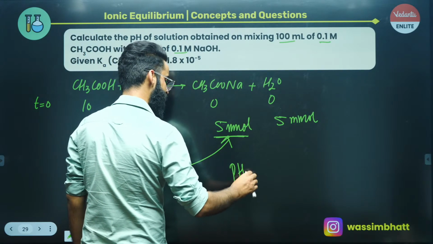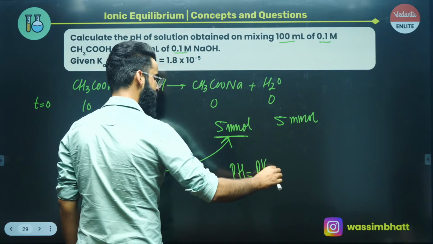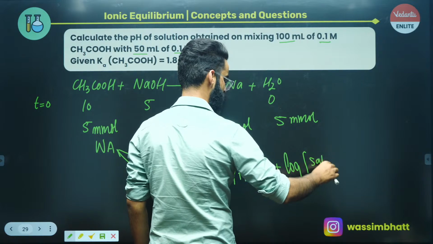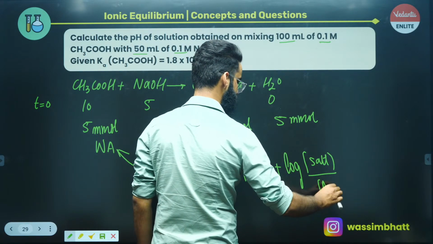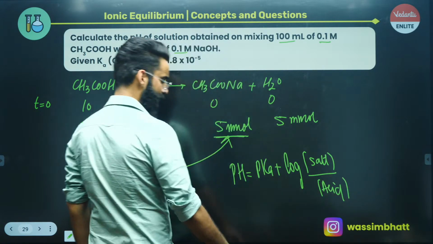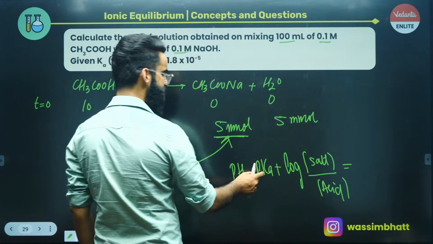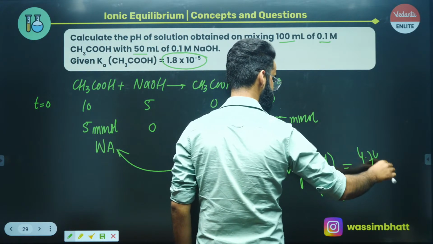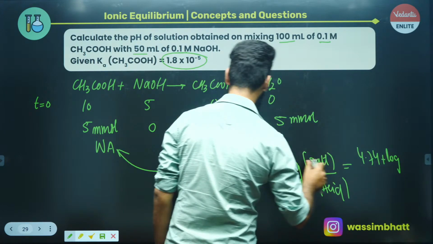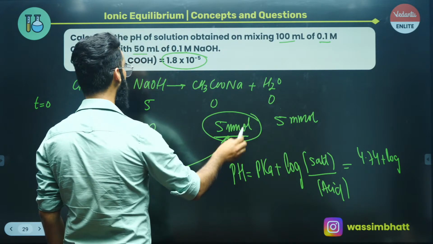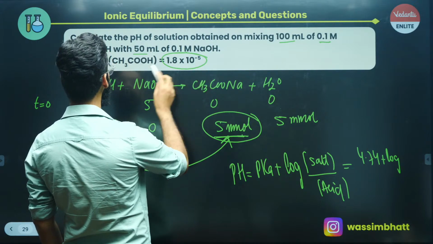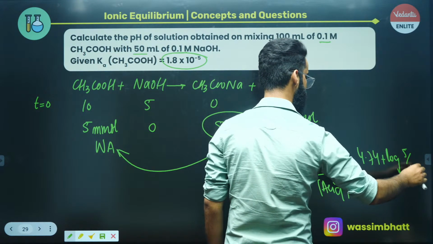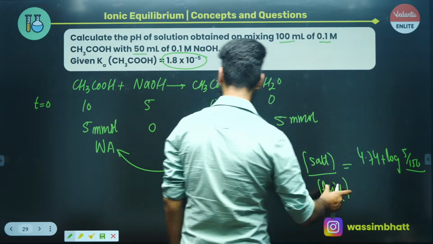And how do we calculate the pH of an acidic buffer? It's pKa plus log of the concentration of conjugate base, or I'll be writing over here the concentration of salt divided by the concentration of acid, right? Now guys, pKa, p stands for minus log, and minus log of this value, I've already told you, is 4.74, plus log of the concentration of salt. What is the concentration of salt? Millimoles of salt divided by total volume. Total volume is 100 plus 50, 150, right? Millimoles, 5 divided by 150, whole divided by the concentration of acid.